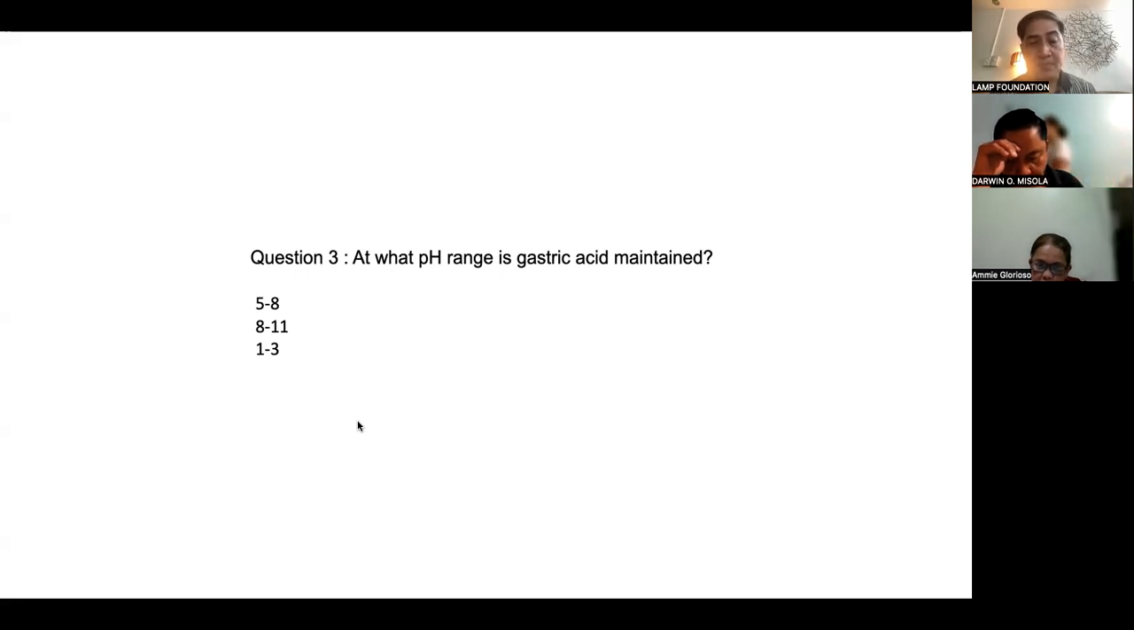Okay, you researched that. Yes, 7.4. Okay, it's strictly alkaline. But the neutral pH is 7. I'm sure everyone has a science subject. Yeah, chemistry, no? Okay, so at what pH range is gastric acid maintained? So your answer is 1 to 3, right?